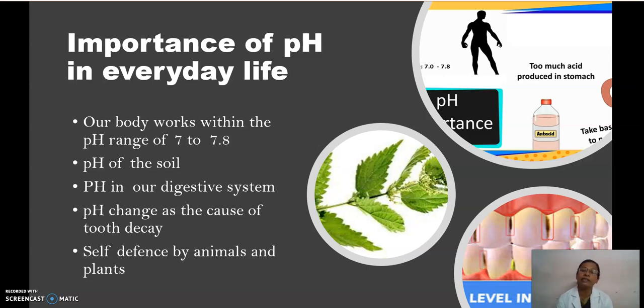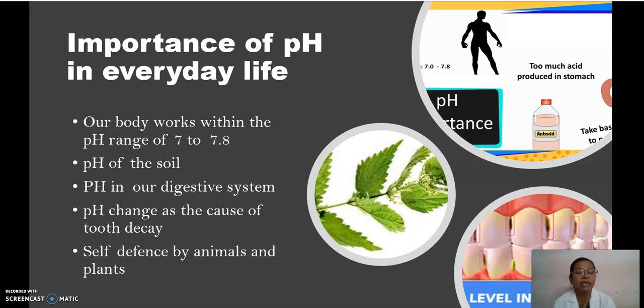So what is the medicine? That is a base. And what is inside our stomach? It is too much acid. So when we take this medicine, the base neutralizes the acid. A neutralization reaction happens and we get rid of the pain. So that is what is happening in our stomach.